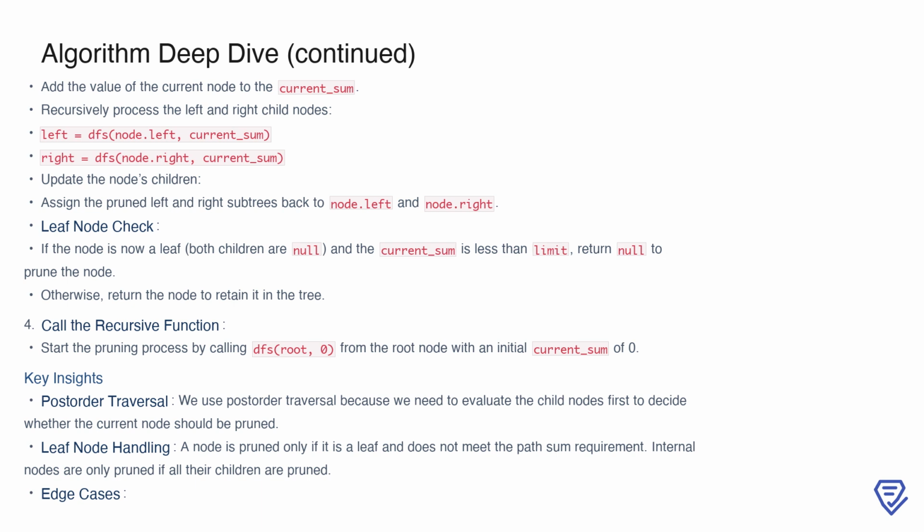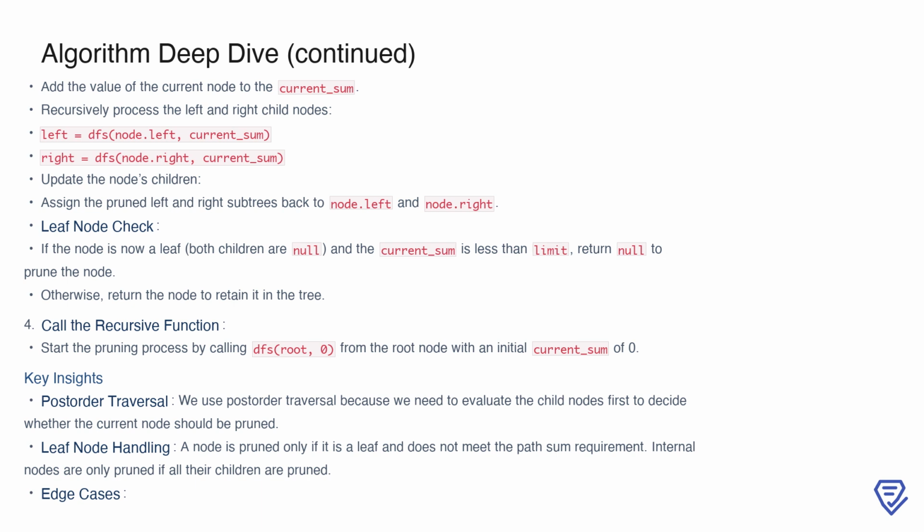If the current node becomes a leaf after processing its children, meaning both node.left and node.right are null, we check whether its path sum is less than the limit. If it is, the node is pruned by returning null. Otherwise, we retain the node by returning it. Finally, we initiate the pruning process by calling DFS on the root node with an initial path sum of 0.